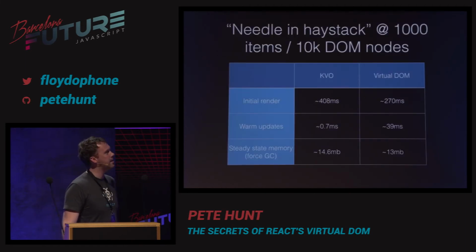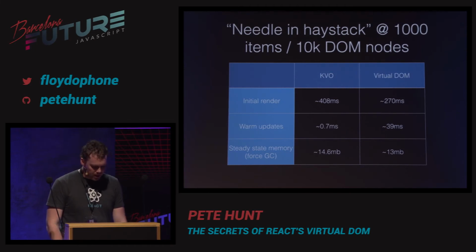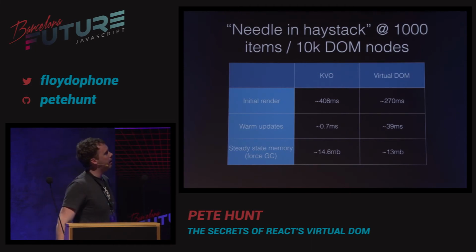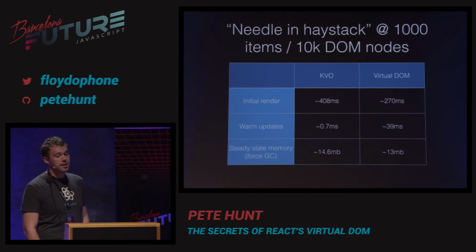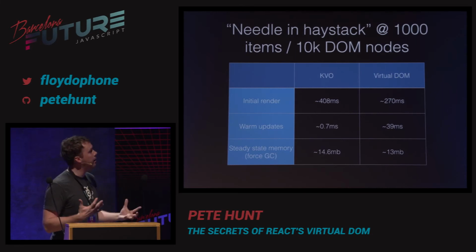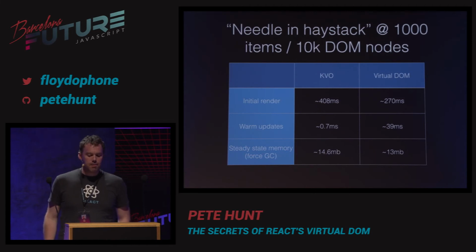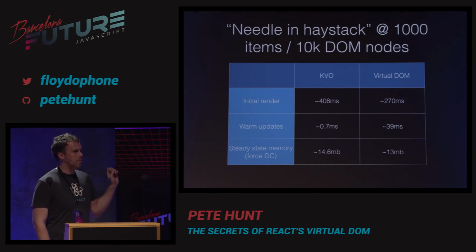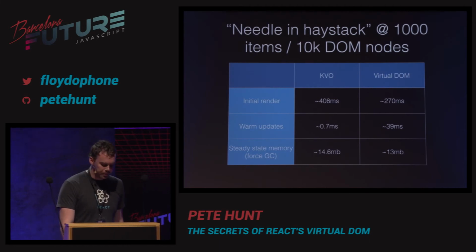So we're going to render 1,000 data items and then render an additional 10,000 DOM nodes. So you'll see here that the virtual DOM actually does OK in terms of initial render and steady state memory. But just as you would intuit, the warm update is pretty slow relative to KVO. And this isn't just textbook slow. This is way bigger than a frame. So it's actually noticeable by the user.